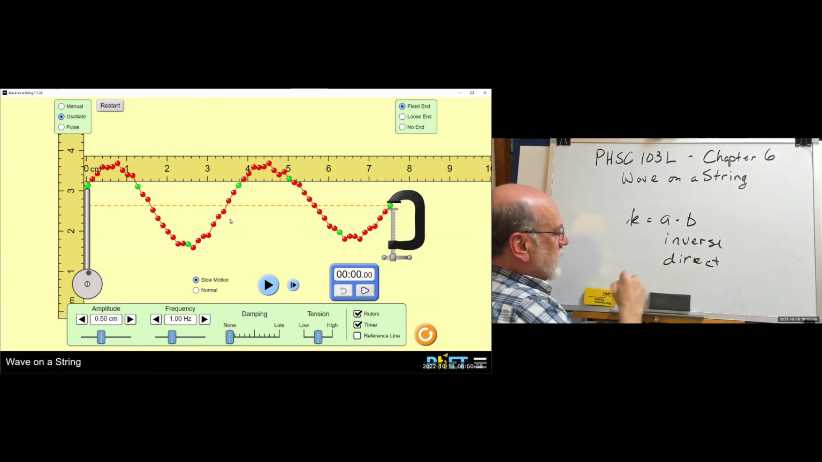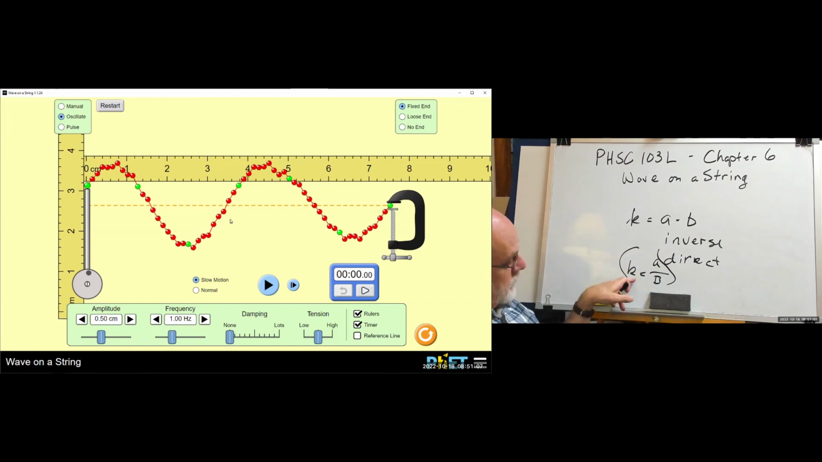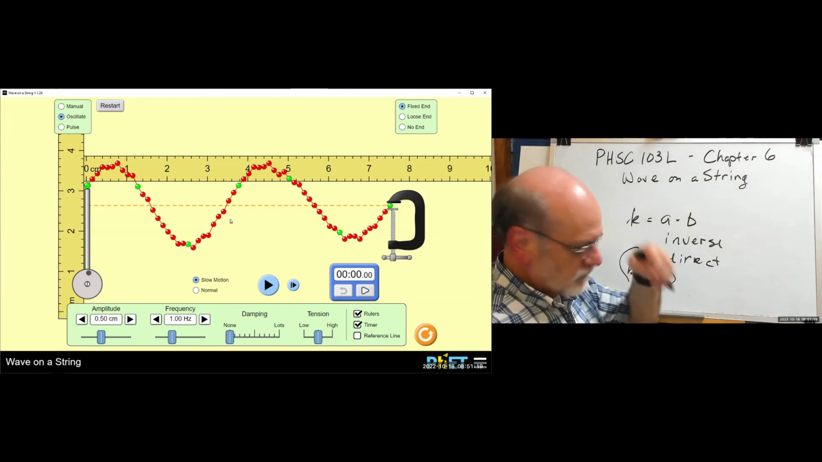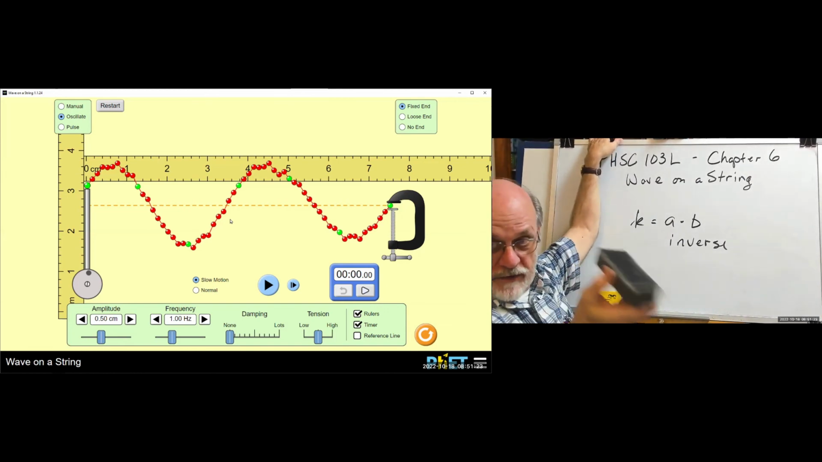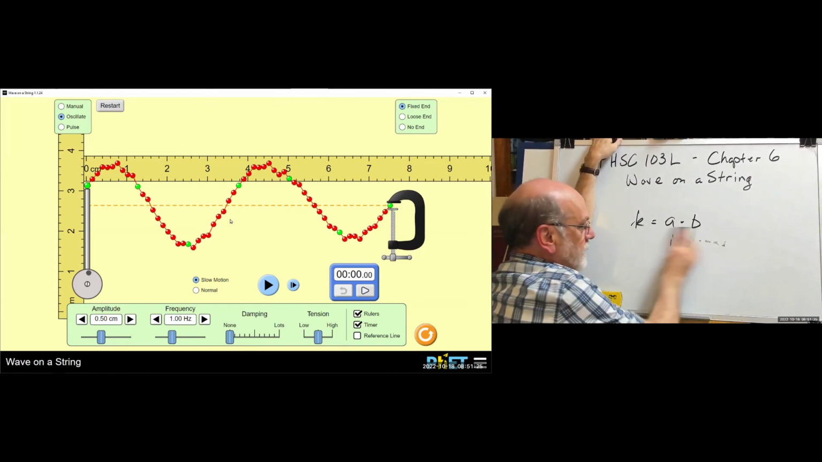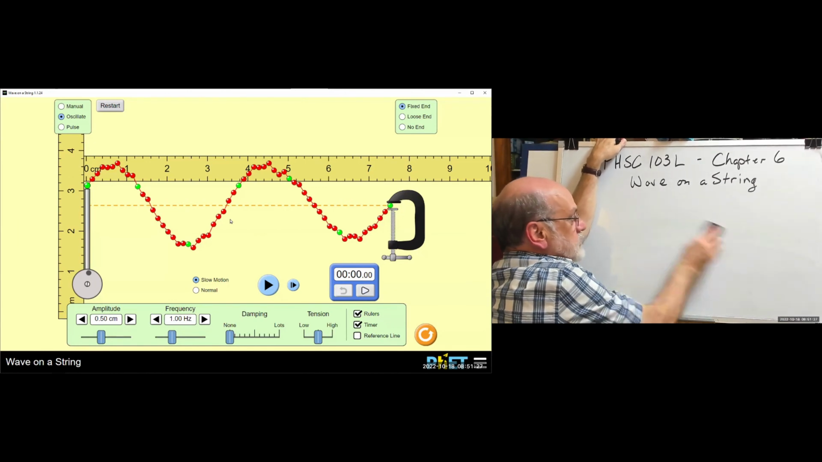So when you have a direct relationship, something equal to a constant is A divided by B. Right? So if this is constant, if A goes up, B has to go up in order to keep that constant. That's a direct relationship. Right? You may notice that along the way. Now, the direct relationship doesn't apply to this particular exercise, but the inverse relationship does.